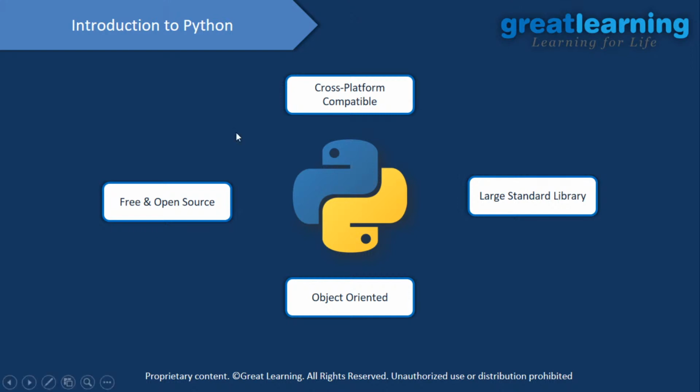And the best part about Python is it also consists of a large standard library. It provides different libraries for different purposes. Let's say if you want to perform data manipulation, there'll be a library for that. If you want to do data visualization, there'll be a library for that. Similarly, if you want to implement some machine learning algorithms, there'll be a library for that as well. So these were some basic features of Python.